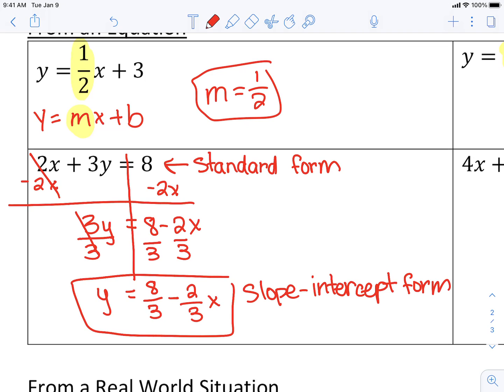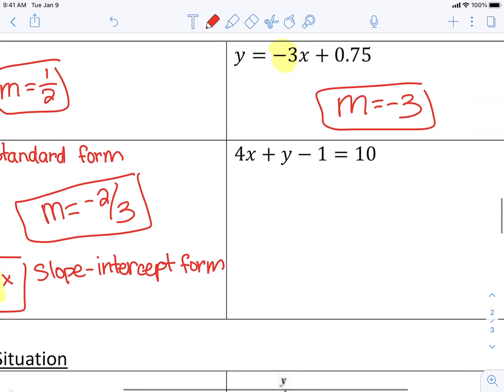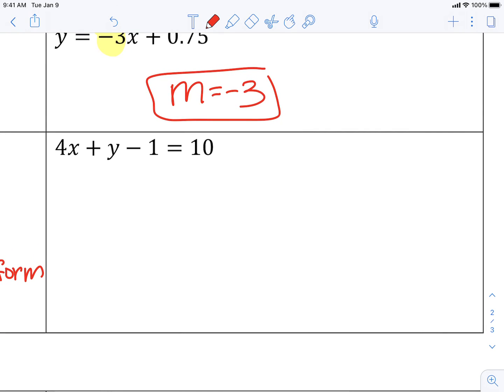And remember, we talked about the slope is always the number in front of the x. Well, the number in front of the x is a -2/3. So my slope, my m, is just a -2/3. Okay, so I want you to go ahead and see if you can figure this one out. It has a little extra step to it.